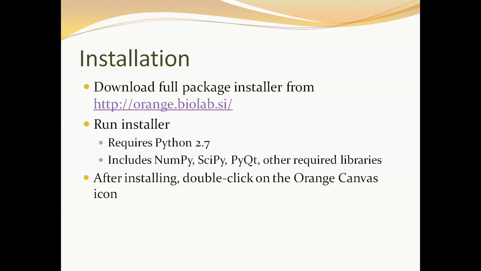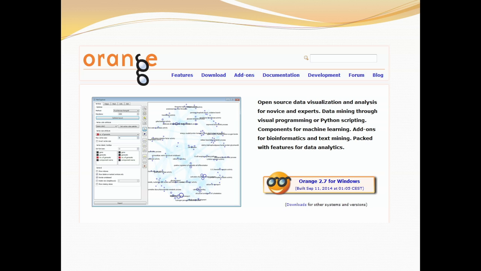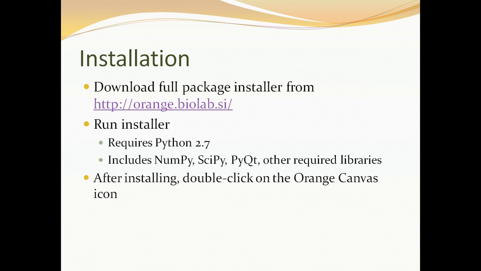To install Orange, we can simply go to the website orange.biolab.si. The package comes with everything you will need to install, for example, NumPy, SciPy, PyQt, and other required libraries. This is just a screenshot from the Orange website. There are installation packages for both Windows and Mac.